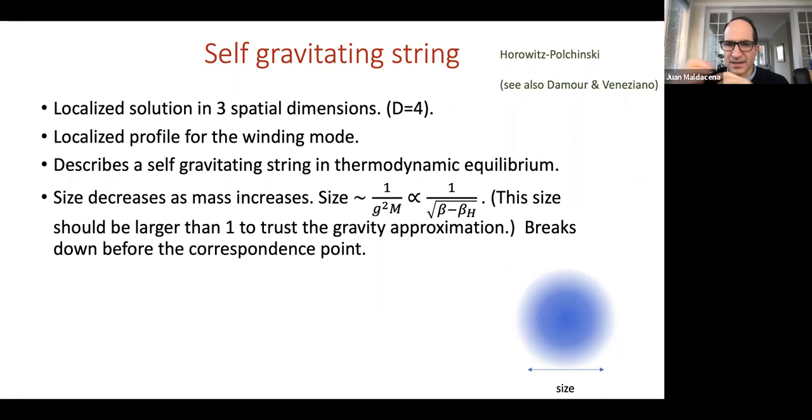And as beta goes away from beta H, the mass actually gets larger. So this size, of course, in order to trust the gravity approximation, needs to be much bigger than one. And that implies that g squared M should be much less than one. And so we're still far from the correspondence point, which would be when the size is of order one, right? So this approximation is good far away from the correspondence point.